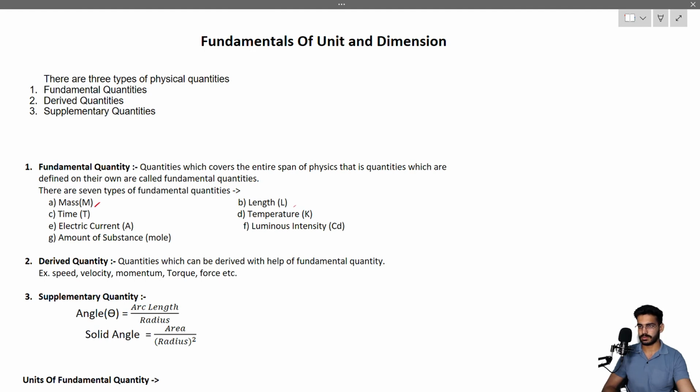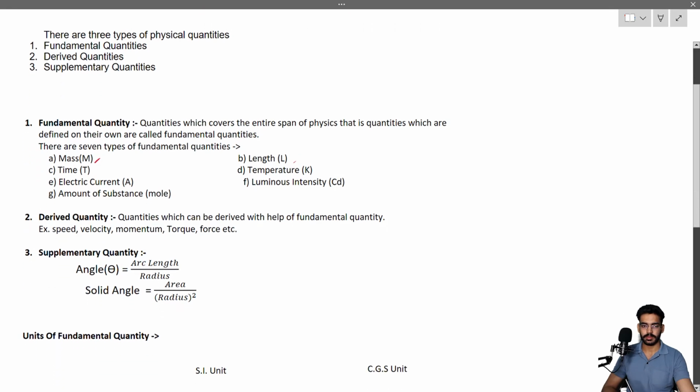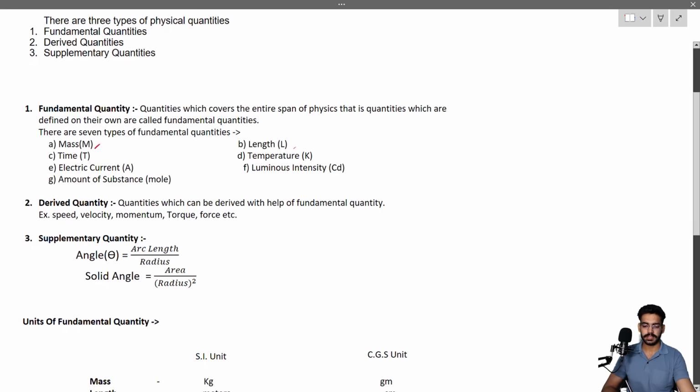Torque we are also going to define, don't worry about that. Force is mass into acceleration. Acceleration we also know, so we're going to see these things, don't worry about that. Next, the third thing which we have is supplementary quantities. After leaving fundamental and derived quantities, we have some supplementary quantities, which are arc length per unit radius equals angle.